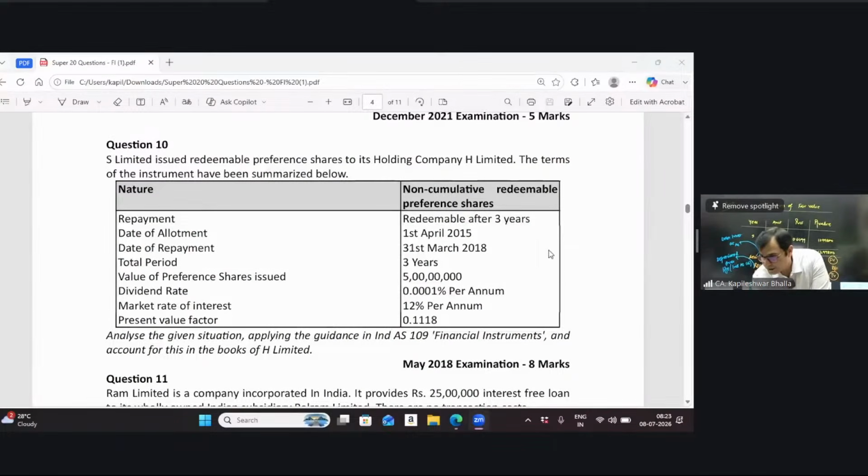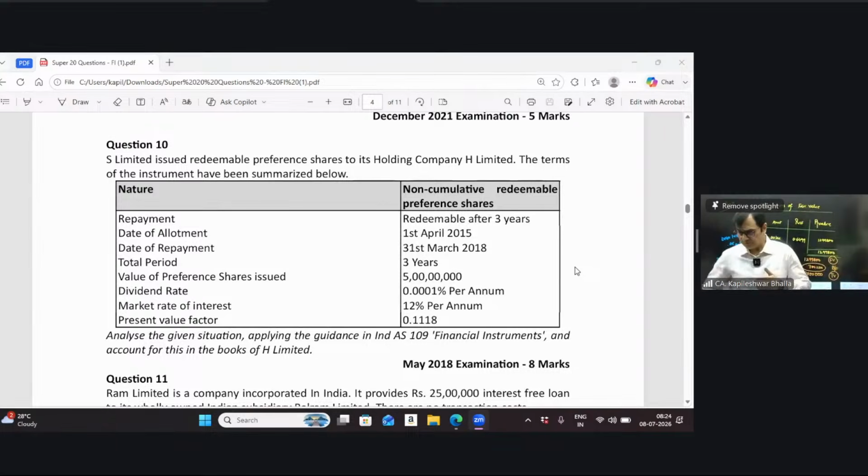Let's have a look at question number 10. That is again an examination question. It came in May 2018 in the exams for 8 marks. This is on the loan which a parent gave to the subsidiary, or you can say the investment made by the parent in the preference shares, and the difference in transaction value and the fair value is going to become a case of deemed equity investment.